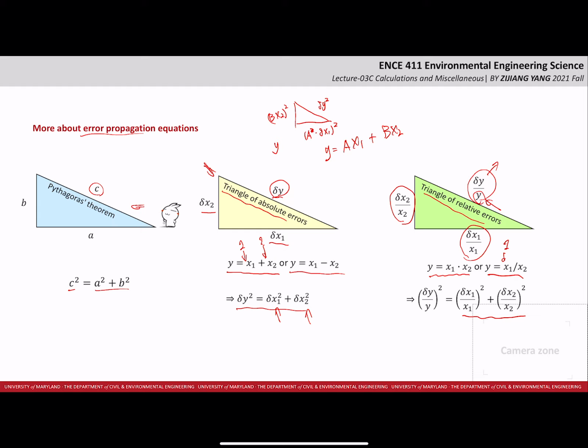So I think this is more intuitive than the error propagation tables.